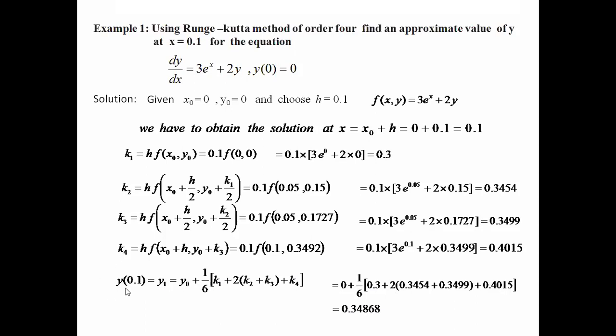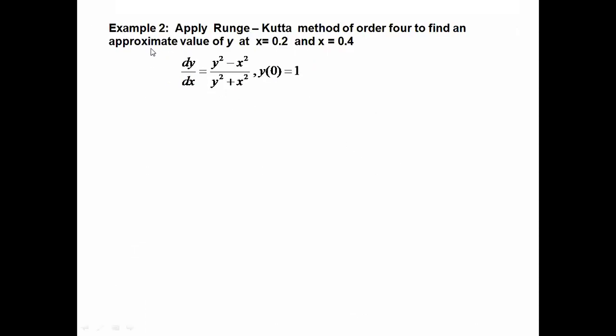y1 means the solution at x equal to 0.1. So y of 0.1 is equal to 0.34868. This question was asked in the last exam, I think for 6 marks. A very simple problem. The only thing is you have to get the correct values of k1, k2, k3, k4. While using the calculator, don't make mistakes. Get the correct value. That's all. This is one example. Let us see one more example.